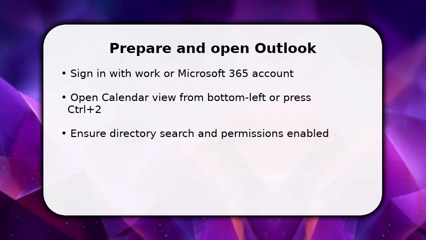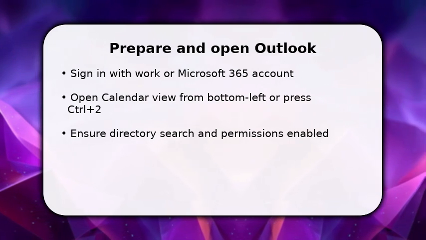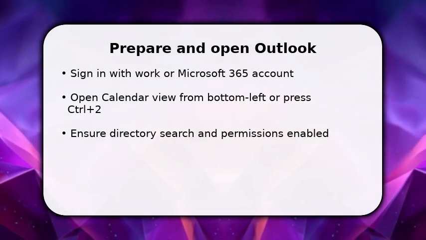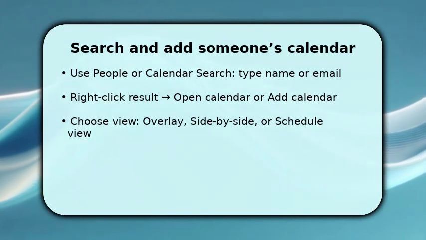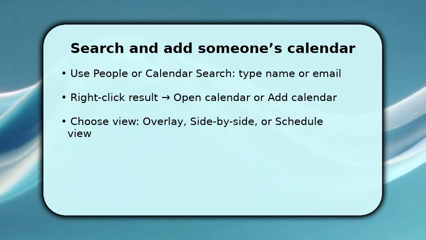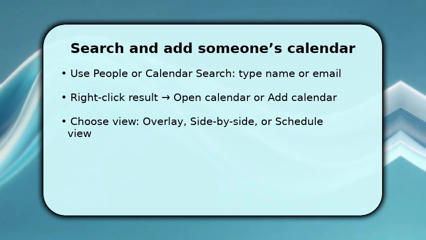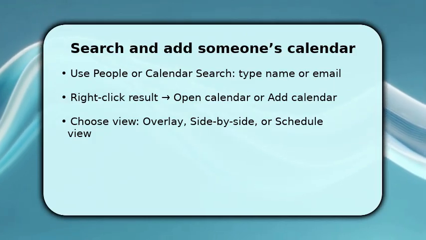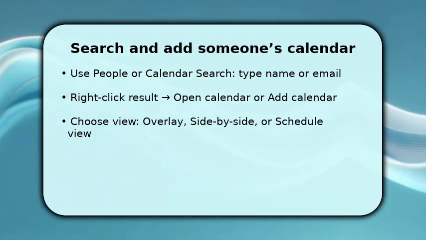If you manage multiple profiles, switch to the profile that contains your company address book so you can locate colleagues efficiently. You type the person's name or email into the calendar search field or use the people search. Outlook queries the global address list when permissions exist. Once you find them, right-click and choose Open Calendar or Add Calendar to view availability. Adding preserves it for later.